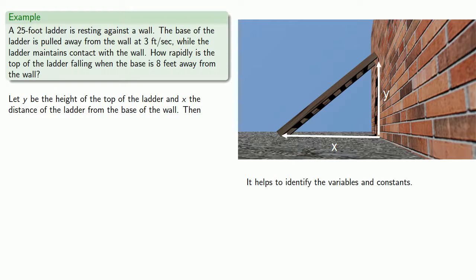Well, notice that the length of the ladder doesn't change, and that x, y, and the ladder itself form the 3 sides of a right triangle. And that means the Pythagorean theorem tells us that x squared plus y squared equals 25 squared.